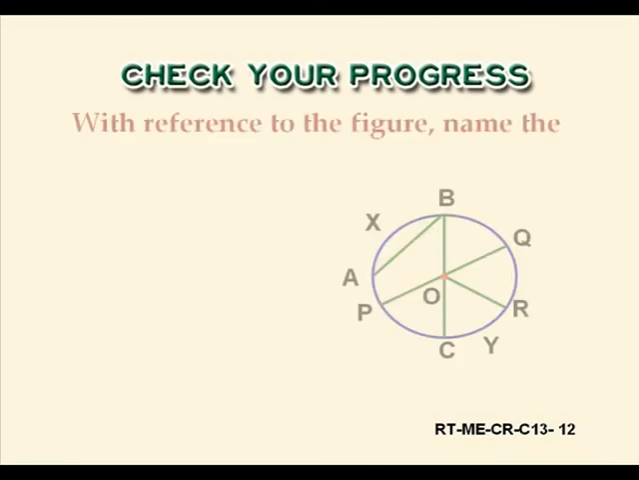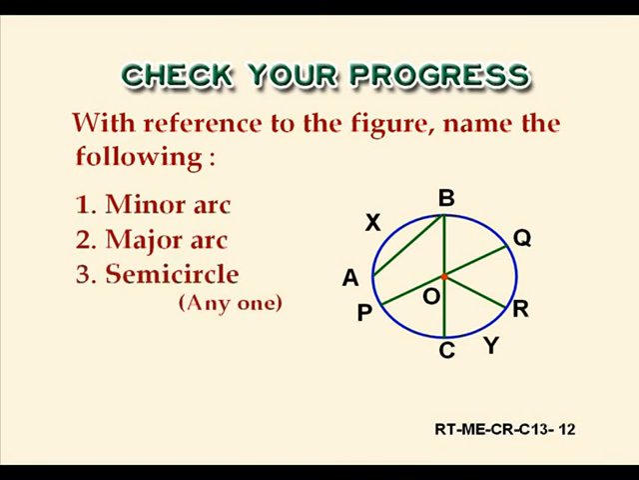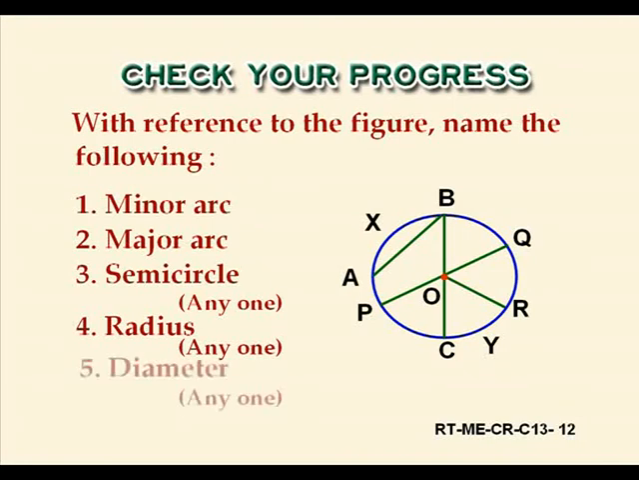Dear children, it is now time to check your progress. With reference to the figure, name the following: 1. Minor arc. 2. Major arc. 3. Semicircle, any one. 4. Radius, any one. And 5. Diameter, any one.